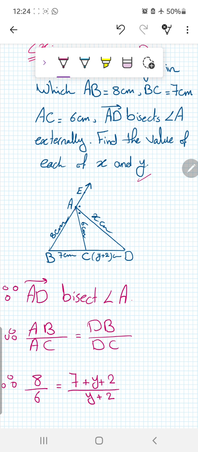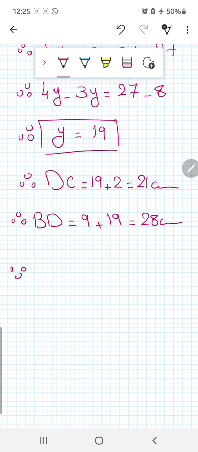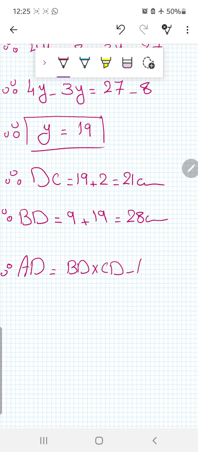Here we get the value of Y. To get the value of X, here is the bisector. We said before the bisector AD equals the square root of BD times CD minus BA times AC. Therefore, since AD equals the square root of BD times CD minus the sides of the triangle, which is AB times AC, BD equals 28.